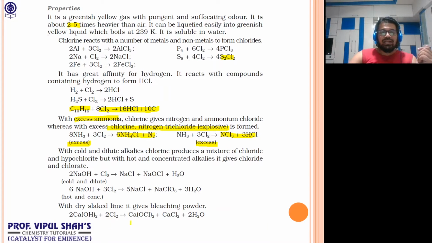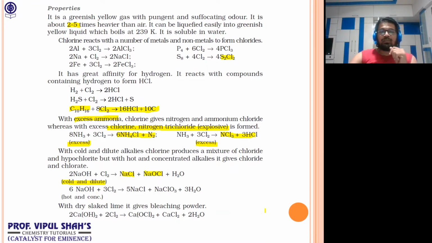Then with cold and dilute alkali, these two reactions you mark as very important. It forms a mixture over there. Please see the slide. NaOH with chlorine, that's cold and dilute. It forms a mixture of NaCl plus NaOCl. NaCl is sodium chloride, NaOCl is sodium hypochlorite.